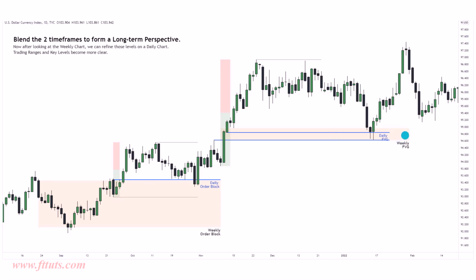What about this fair value gap? Well, we can see that from this low to this high, this is in a discount. And if we refine the fair value gap, we can see it right here. Okay, so now after looking at the weekly chart, we can refine those levels on the daily chart, and trading ranges and key levels become more clear.